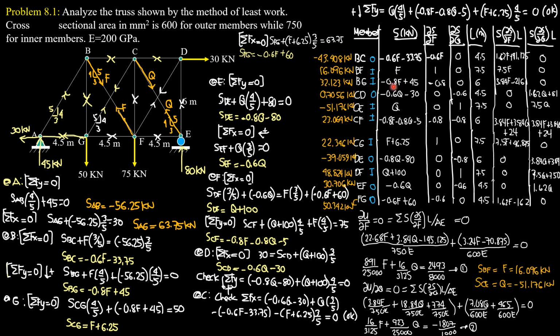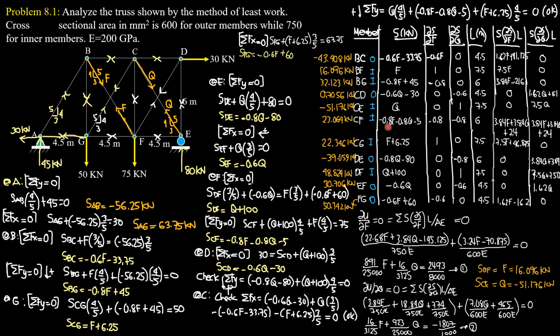For member BG, negative 0.8 of F, negative 0.8 of 16.096 plus 45, that's 32.123 kilonewtons, so positive, it is tension. For member CD, negative 0.6 of negative 51.176, then minus 30. So it is 0.7056 kilonewtons positive, so it is tension. CE is Q, and Q is negative 51.176 kilonewtons. So that's the final member force of CE.